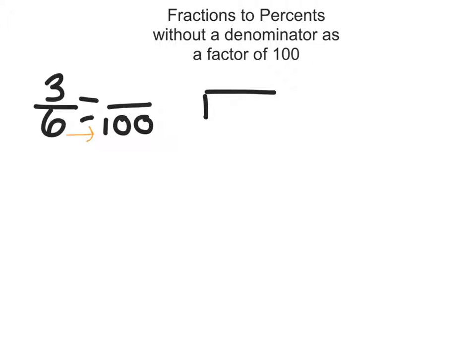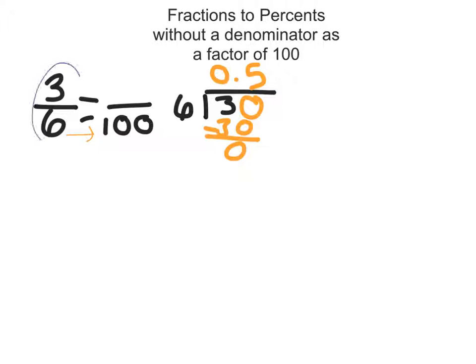So again, our numerator goes inside, our 3, and our denominator goes outside. 6 does not go into 3. We place a 0 and a decimal, bring down a 0. 6 divides into 30 5 times. 5 times 6 is 30, and we have a remainder of 0. So 3/6 is also equal to 0.5.